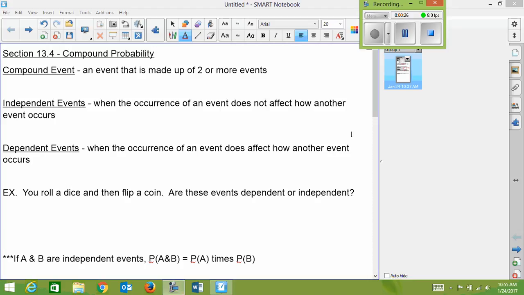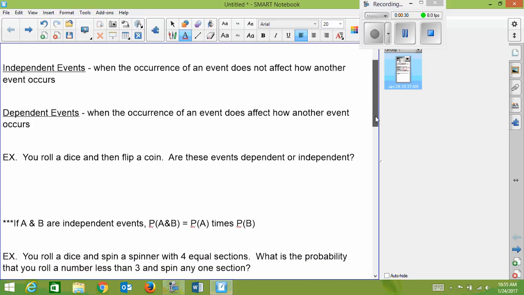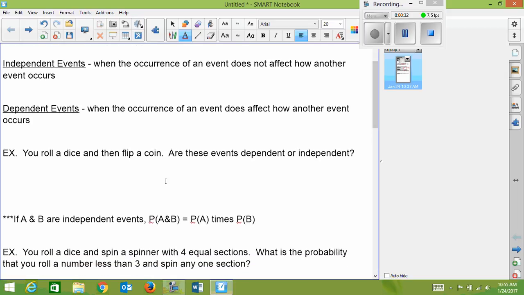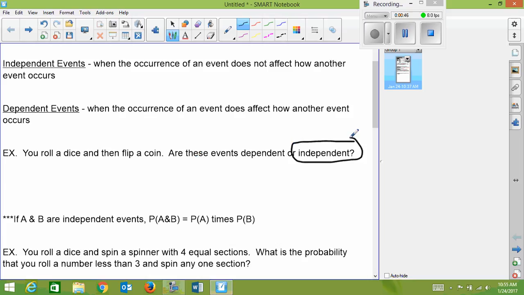So in my example here, if you roll a dice and then flip a coin, are these events dependent or independent? Well, let's see. Does it matter what I roll on the dice? Is that going to change how I flip my coin? That's what you need to ask yourself. And the answer should be no, it is not going to affect it, and therefore your answer should be it is independent, because the roll of the dice does not affect the flip of the coin. They have nothing to do with each other. Okay? Two things that would affect each other.